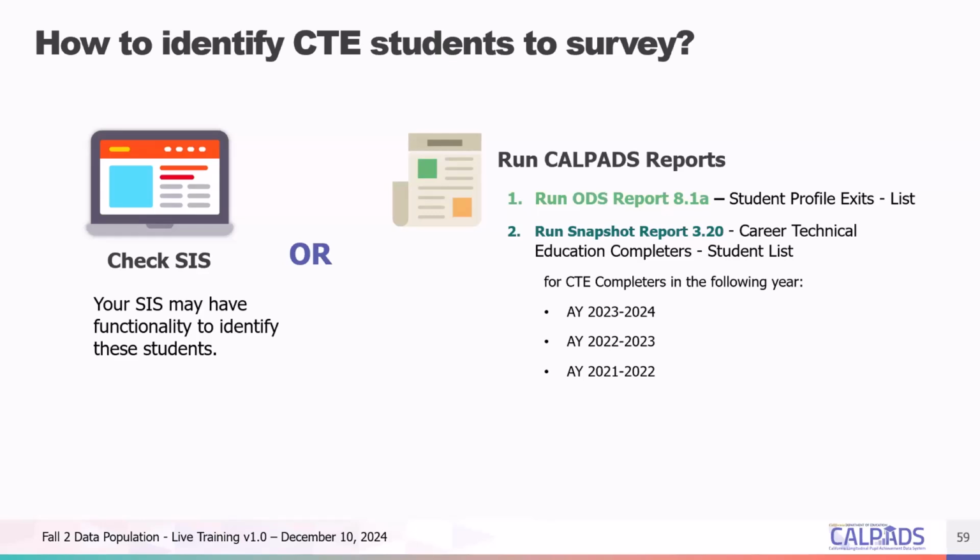So outside of the SIS, CalPADS does have a way to identify a list of students who will require PSTS files to be reported. And there are two reports that you'll need to run. The first thing that you'll need to find out is who your completers are.